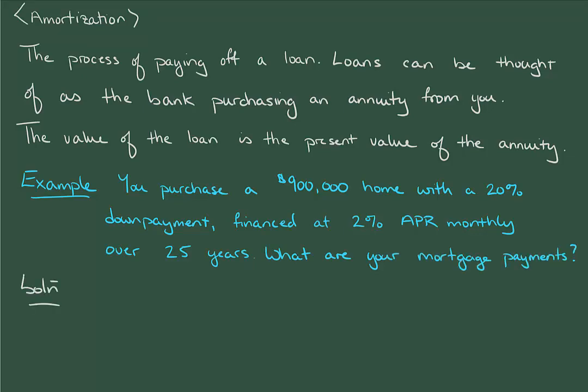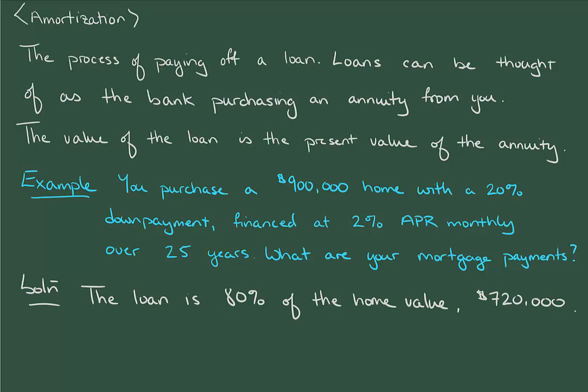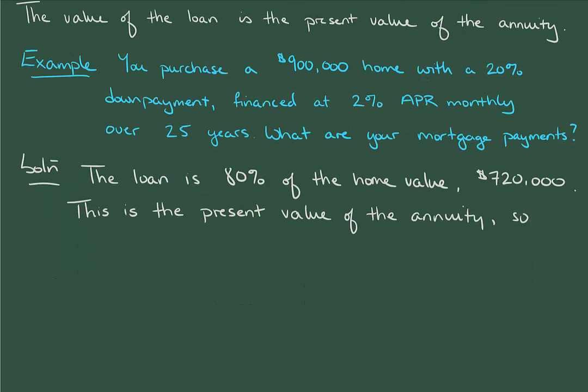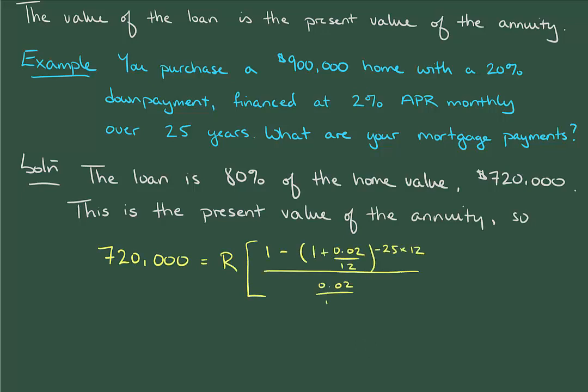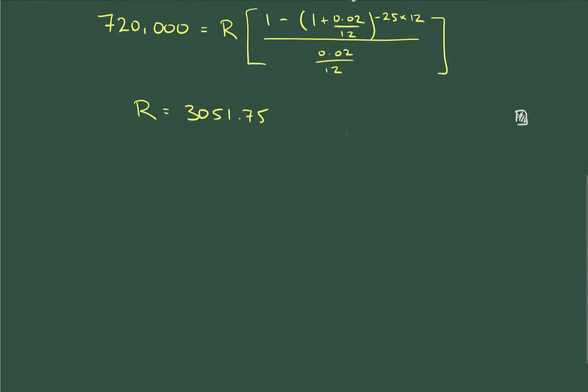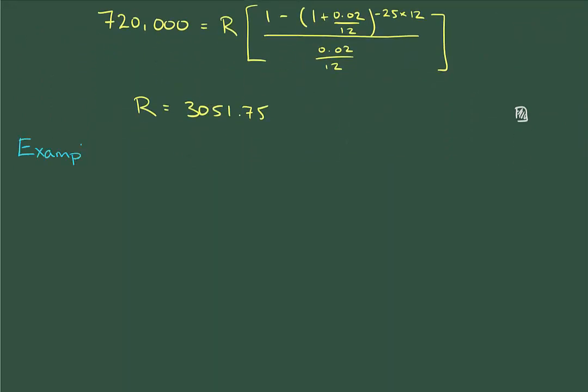So with a 20% down payment, that means that the value of the loan is 80% of the purchase value of the home, or $720,000. This is the value of the annuity today, so it represents the present value. And if we take everything and throw it into our formula, we have a term rate of 2% divided by 12 months, over 12 times 25, or 300 payments. Solving this for R gives us $3,051.75. Now this is a straightforward but important example.